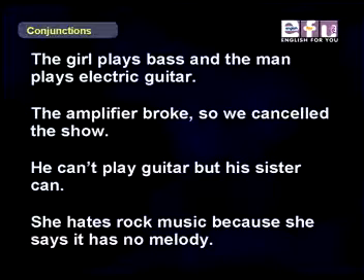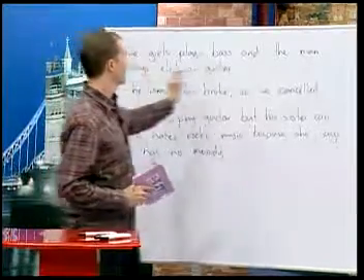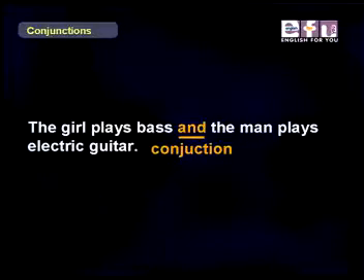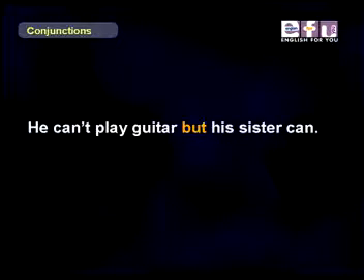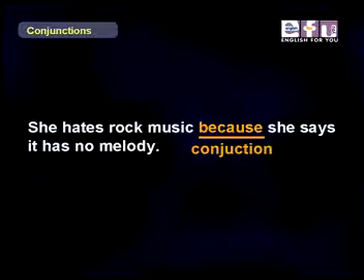And the last sentence, she hates rock music because she says it has no melody. In the first sentence, and is the conjunction. And in the second sentence, so is the conjunction. In the third sentence, but is the conjunction. And in the final sentence, the conjunction is because.